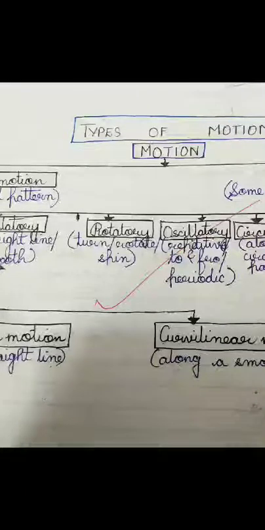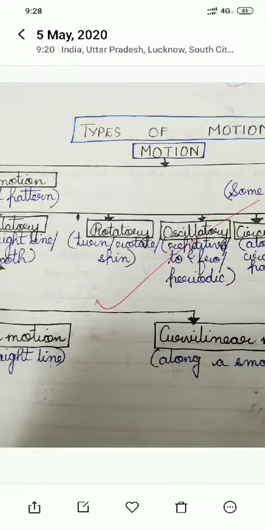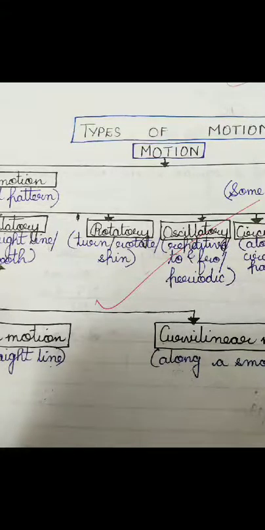For example, a fan, it is a rotatory motion. Or the earth, it rotates at its own axis. Or when you open a tap, what do you do? You rotate, you turn its knob, right? So these are the examples of rotatory motion.